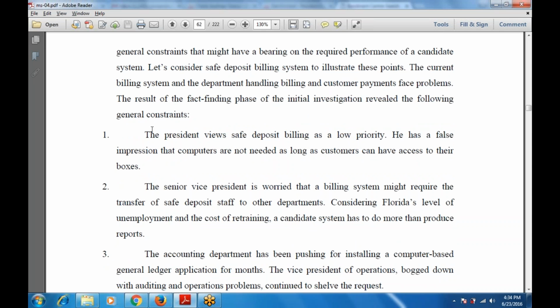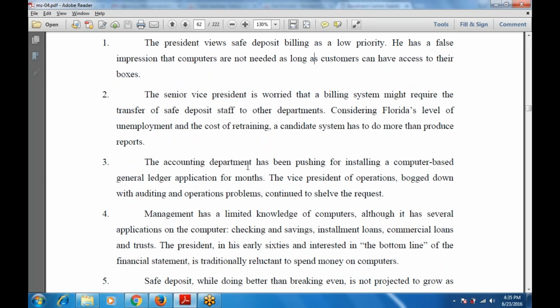For example, the general constraint is that the president views safe deposit billing as a low priority. He has a false impression that the computers are not needed as long as customers can have access to their boxes. The accounting department has been pushing for installing a computer-based journal ledger application for months, and the vice president of operations, bogged down with auditing and operations problems, continued to share the request.